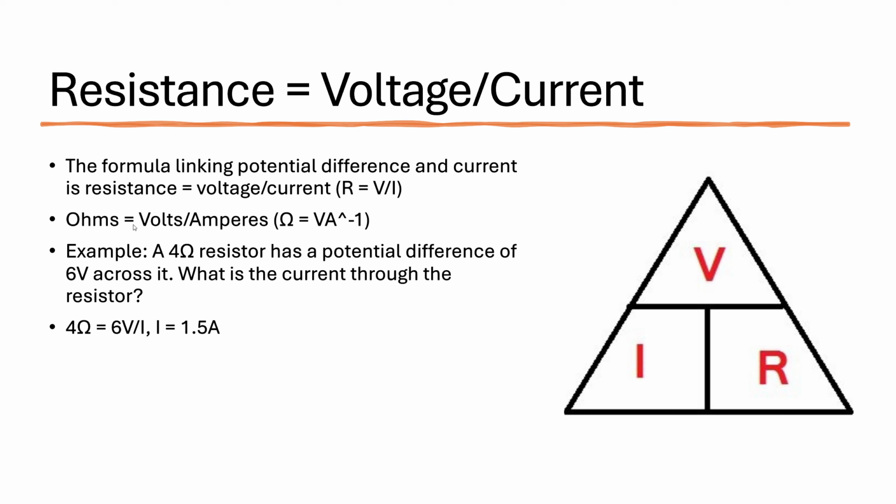Remember, resistance is in ohms, voltage is in volts, and current is in amperes. So ohms equals volts over amperes. Let's say you've got a 4 ohm resistor and a potential difference of 6 volts. That means 4 ohms equals 6 volts over current, so the current equals 1.5 amps.